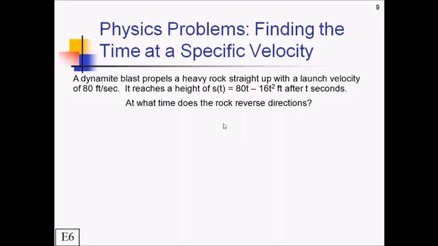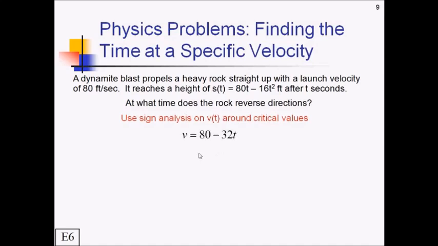For this next question, we're asking what time does the rock reverse directions? See if you can come up with a strategy for figuring this out. So to do this, we're going to have to use sign analysis on our velocity function around those critical values. The velocity is telling us what direction we're going. So to reverse directions, we have to change from negative to positive or positive to negative. So that means we need to know where the velocity is 0 and test around that.